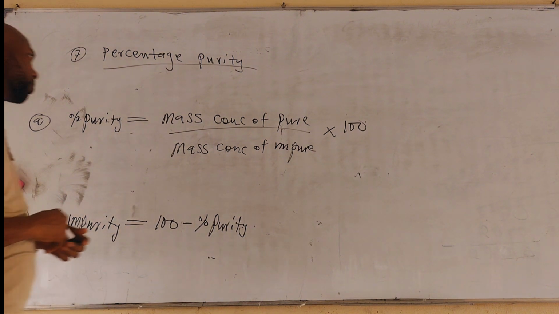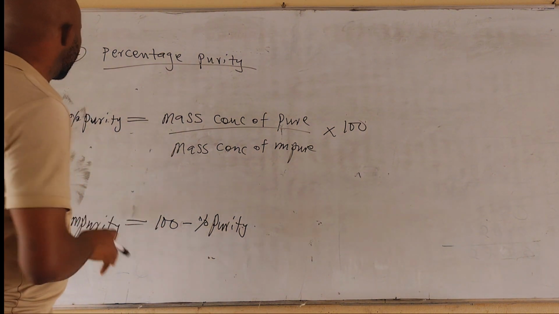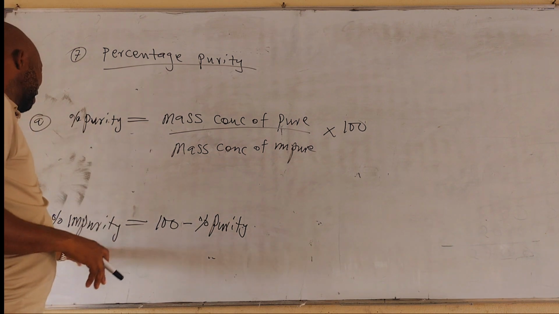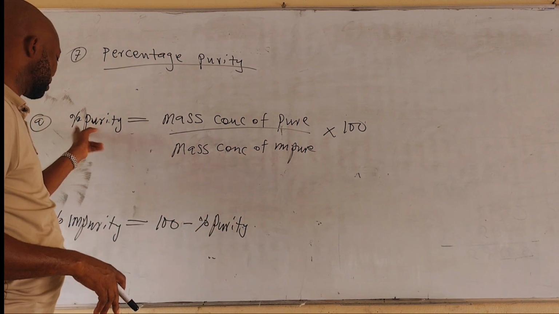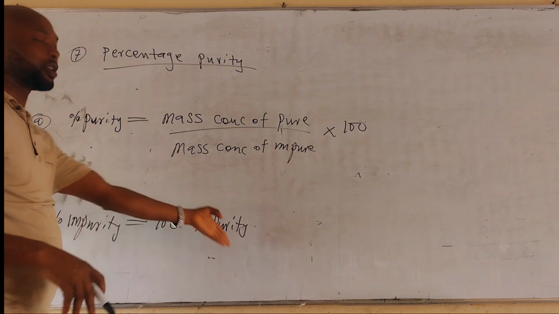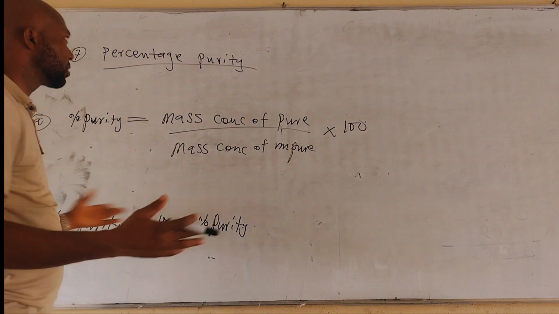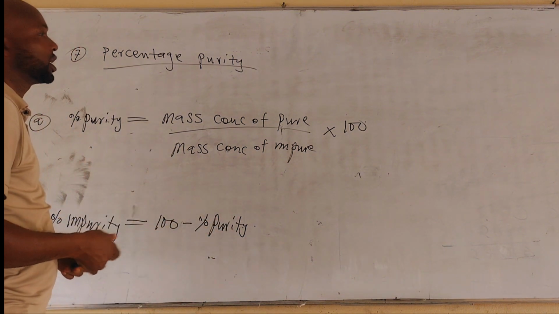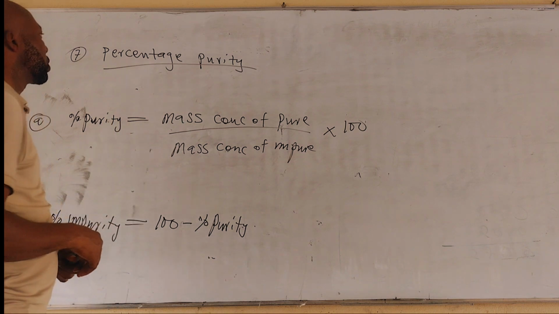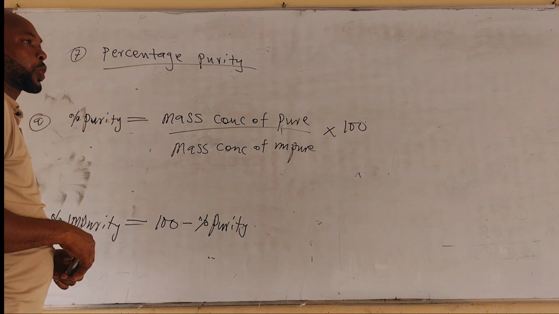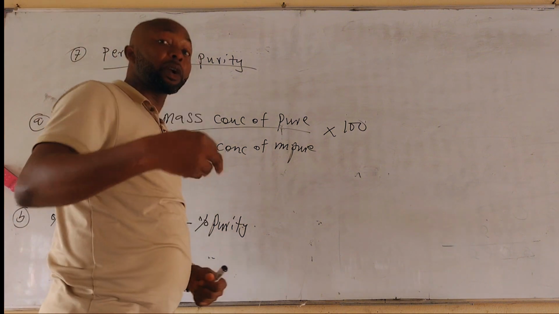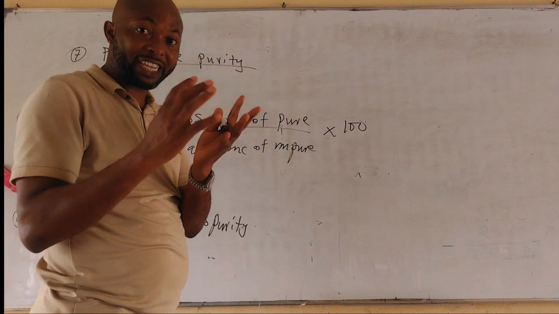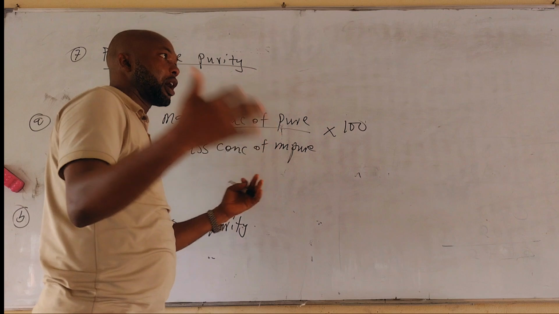Now, I know too well that for me to be able to get this, since there is a purity here, I must get my percentage purity first. So my impurity becomes 100 minus purity. That is good. You move on. So this is about percentage purity. Let's look at the number of moles of water of crystallization. When you want to get the number of moles of water of crystallization, which is the X, let's see how we do that.